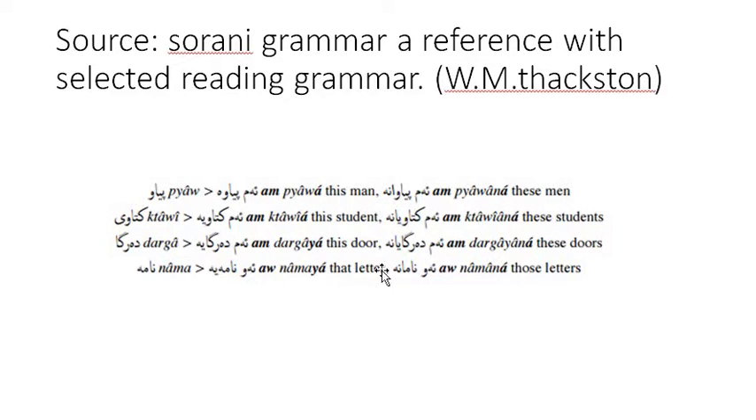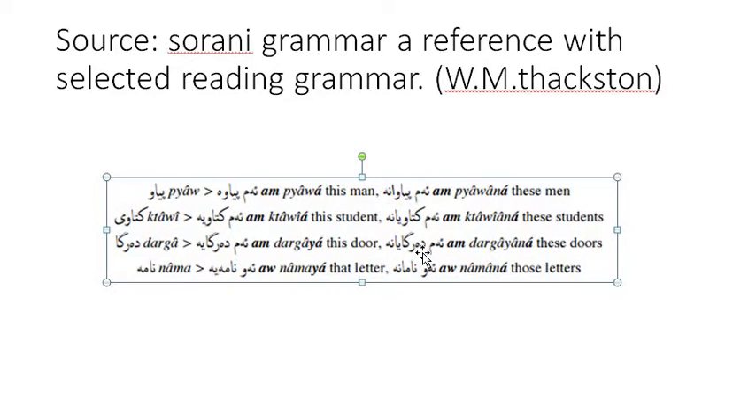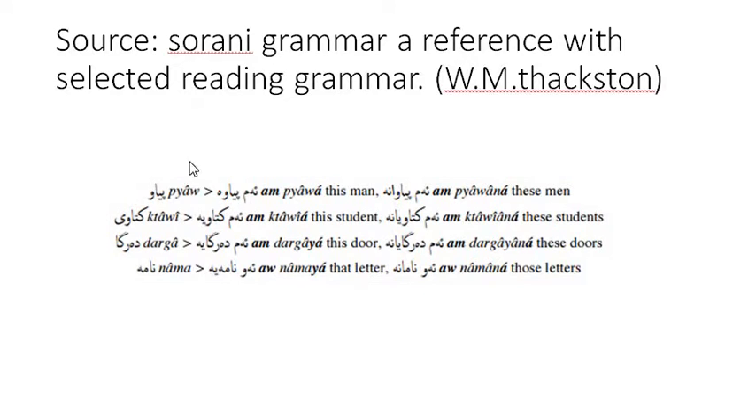So yeah, I took these examples from his book. The first word we have is piao. Piao means man in Kurdish. If I say this man, I would say piawa.